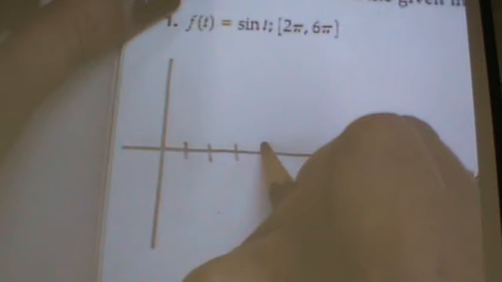So, let's draw an axis, x and y axes. Now this is the way you should do this. So it started at 0 and it went pi over 2, pi, 3 pi over 2, and then 2 pi, right?